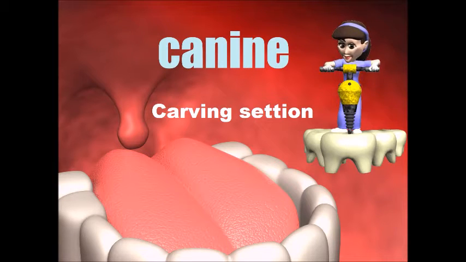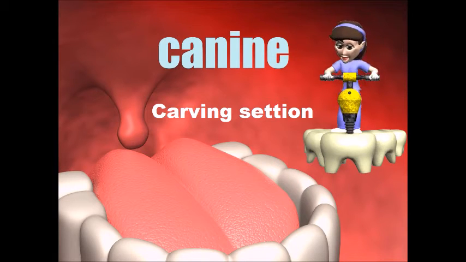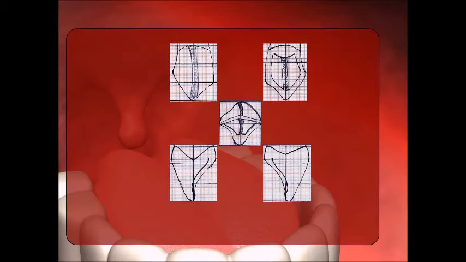Today's session is the carving session for the maxillary right permanent canine. Don't forget the homework, which is the left canine. As we said earlier, we are going to carve the crown part of our drawing. So you have to take only the crown part in the drawing session and draw it on the soap.